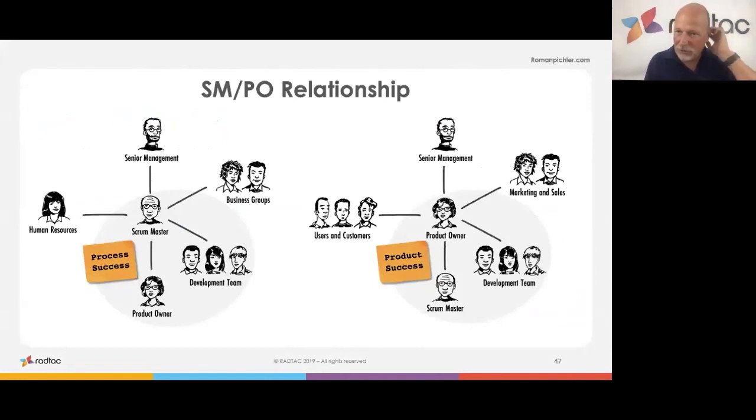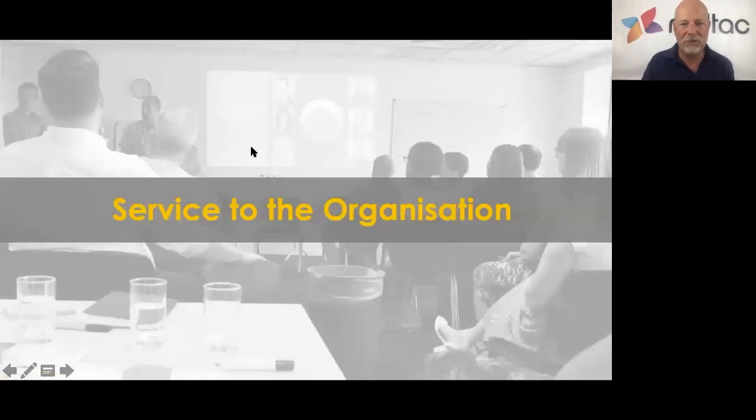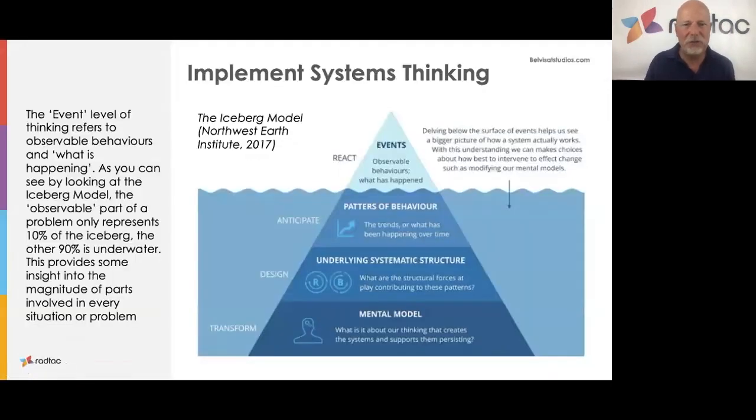So the product owner is going to be looking at product success or outcome success. What we're going to be looking at is how do we do it? How do we make it operate effectively? And then lastly, service to the organization.